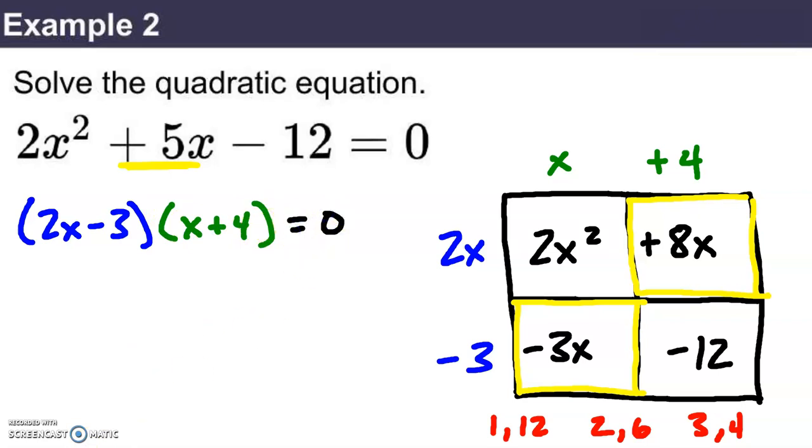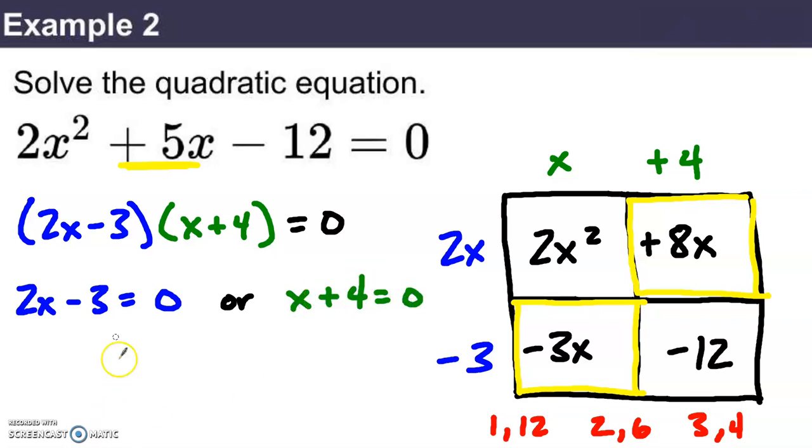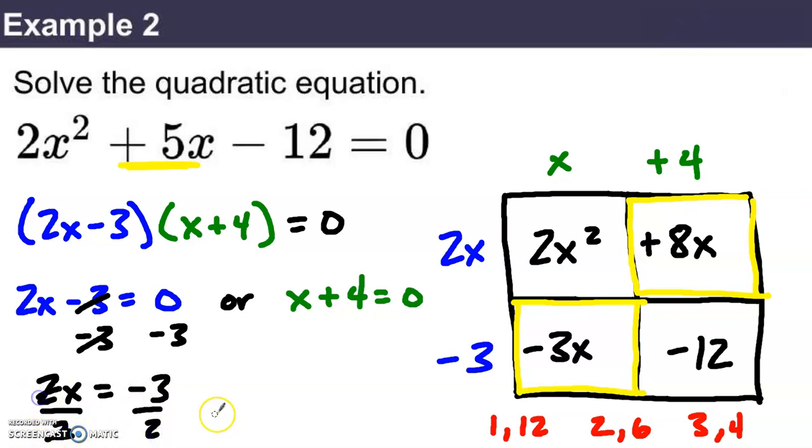That equals 0. Now that I've factored, the zero product property says that either 2x minus 3 is 0, or x plus 4 is 0. If 2x minus 3 is 0, I can add 3 to each side of the equation and show you that 2x equals 3. And if 2 times x equals 3, I can use division to show you that x has to be 3 halves.